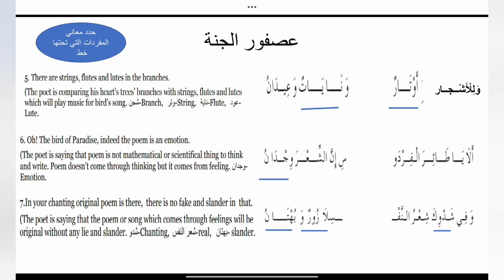There are strings, flutes, and lutes in the branches. Autar, strings; nayat, flutes; idan, lutes, in the branches.